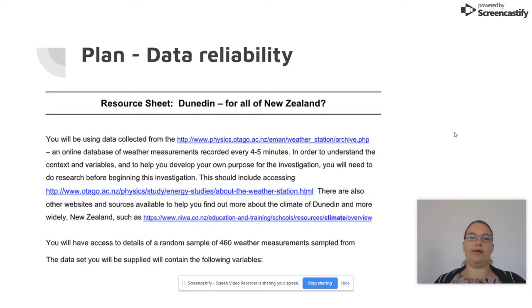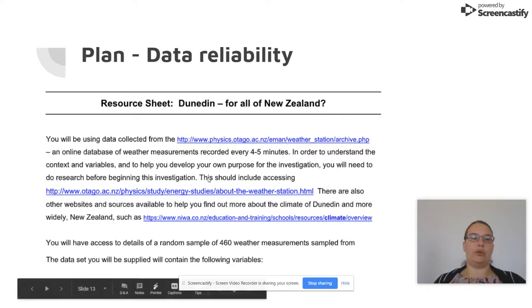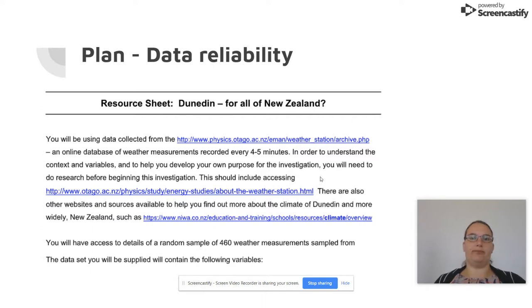So when we're talking about the plan, we're talking about data reliability. You will get a resource sheet before you get the data, and you'll be able to have a look at where your data is coming from. For this example, I'm using data collected by the physics department at Otago University. This is their website here. They have their own weather station in Dunedin. I can also see that there are a couple of other websites that I should also be looking at.